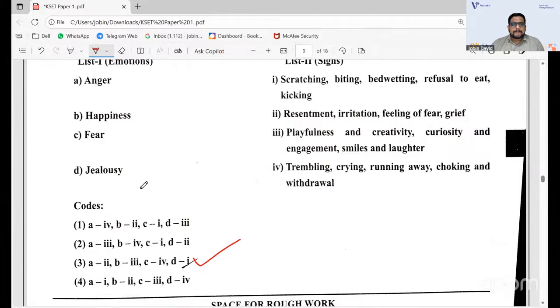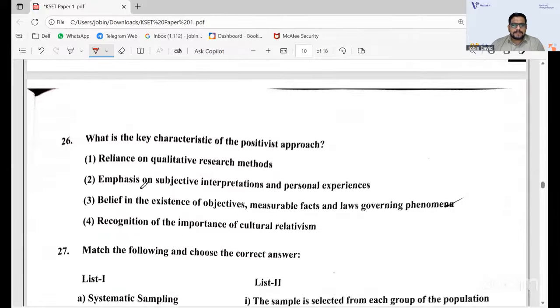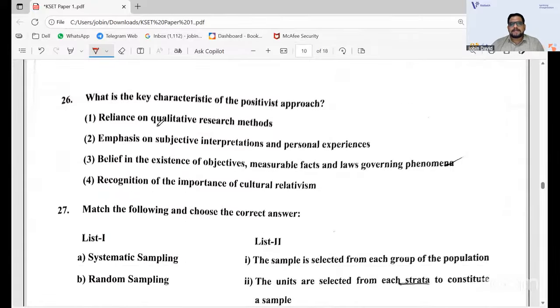Okay, that's what. And coming to the research aptitude questions, what are the key characteristics of the positivist approach? Obviously, reliance on qualitative research methods? No. Emphasis on subjective interpretations? No. Belief in the existence of objective, measurable facts and laws governing phenomena. That is the right answer. Option 3 is the right answer for 26.